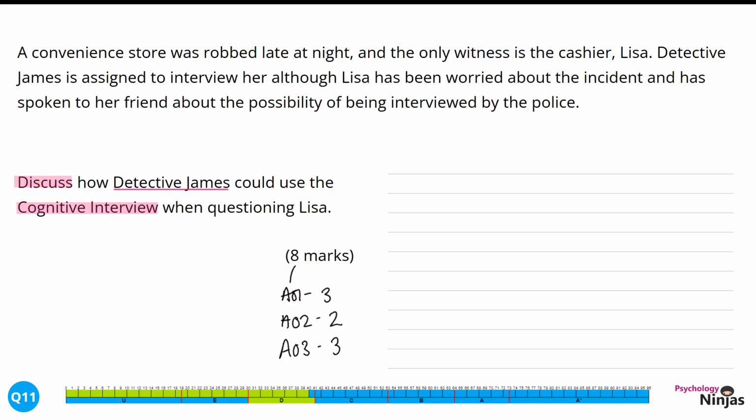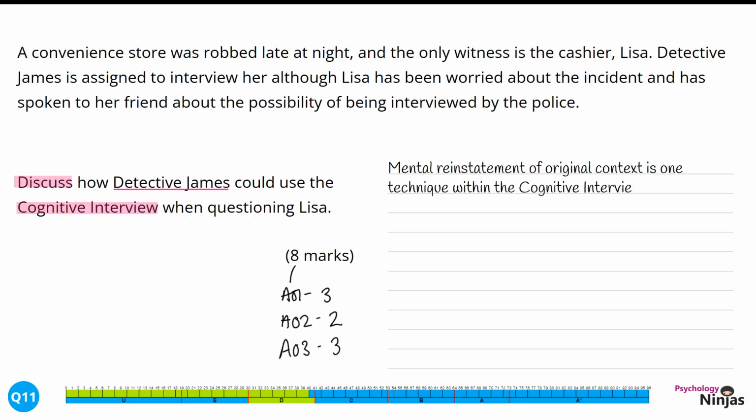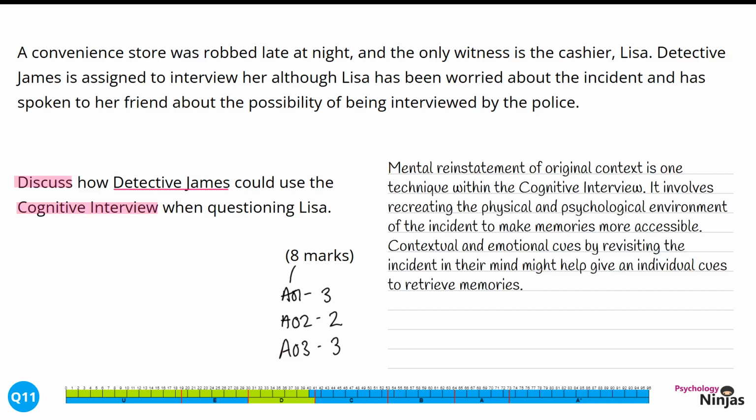The start of our response is going to be explaining a technique within cognitive interview. Mental reinstatement of original context is one technique within the cognitive interview. It involves recreating the physical and psychological environment of the incident to make memories more accessible. Contextual and emotional cues, by revisiting the incident in their mind, might help give an individual cues to retrieve memories.